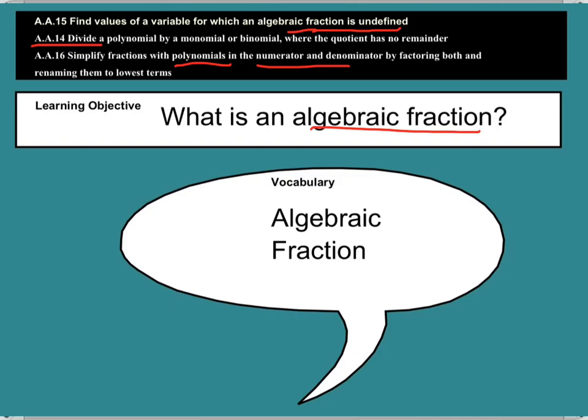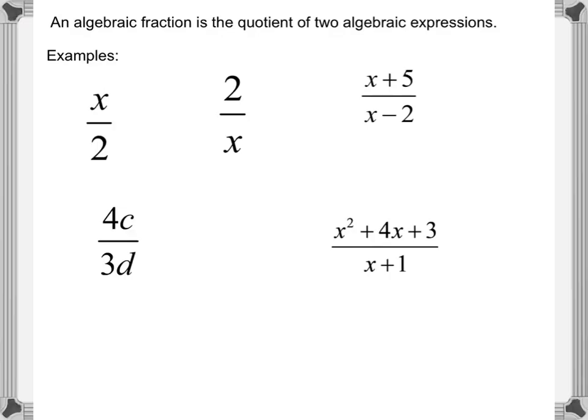Okay, so our lesson objective today is what is an algebraic fraction, and also how do we reduce an algebraic fraction. So our vocabulary is algebraic fraction. And to go right into the definition, an algebraic fraction is the quotient of two algebraic expressions. So remember, algebraic expressions are anything involving a constant or a constant plus a variable, and the variable can be raised to different powers. So in the first example, this x over 2, the x is the variable and the 2 is the constant.